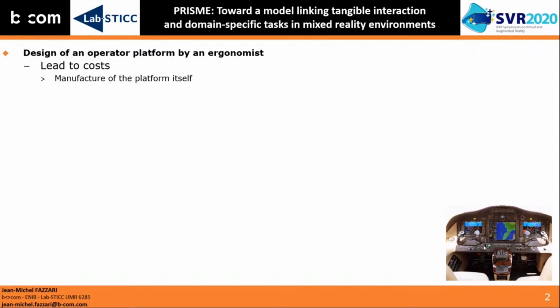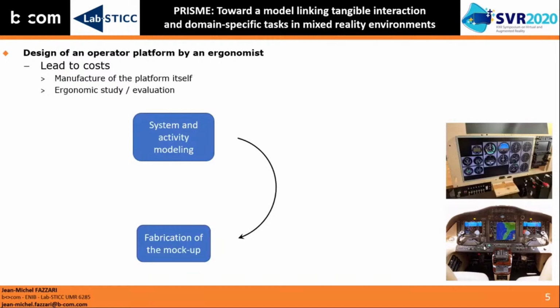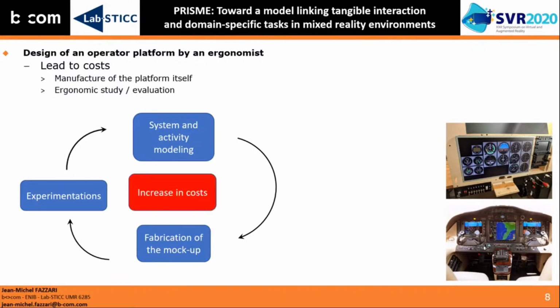This cost impacts not only the platform manufacture itself, but also the study and evaluation of the platform by ergonomists. This consists in the modeling of the system and the activities which lead to the manufacturing of the model at scale 1, on which experiments are carried out. The process allows errors to be identified and different alternatives that may lead to a model modification to be tested. The later errors are detected in the evaluation process, the higher the additional cost will be.